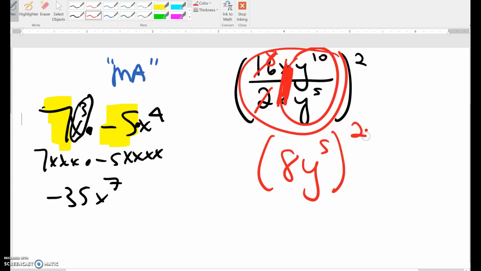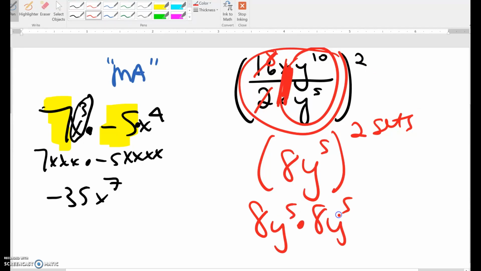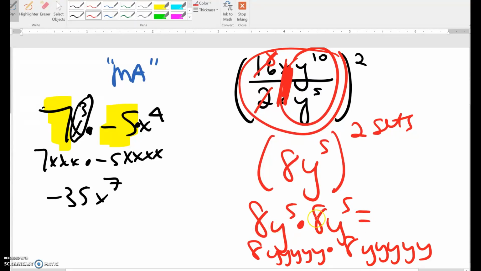And then after I get an answer to that, then I'm going to square it, which means I have 2 sets or 2 groups of this. So I'm going to write it twice. And again, if you want to write it even more so to see what's going on, you can write it even further. All right, so numbers are normal. 8 times 8 is 64. I'm counting my y's, and I have 10 of them.